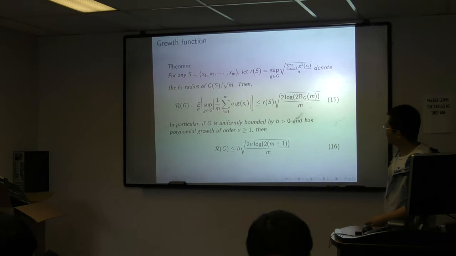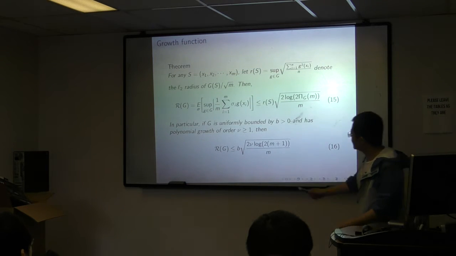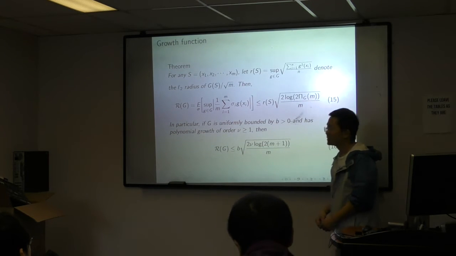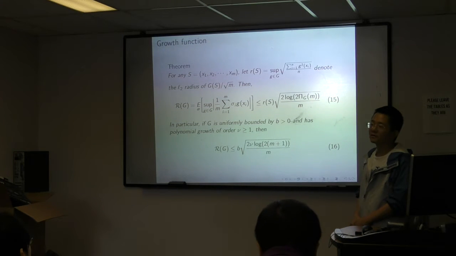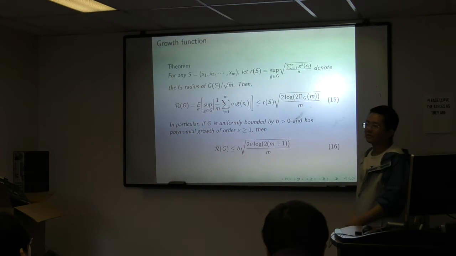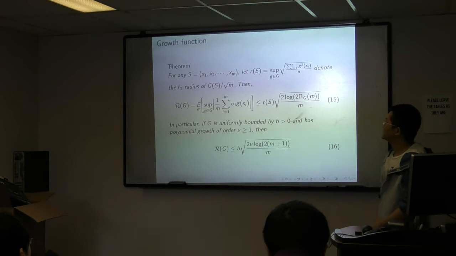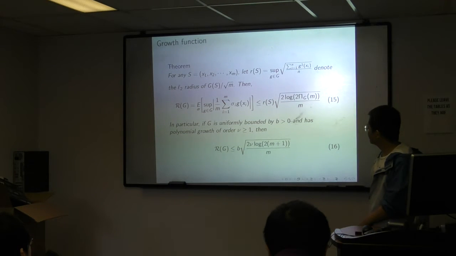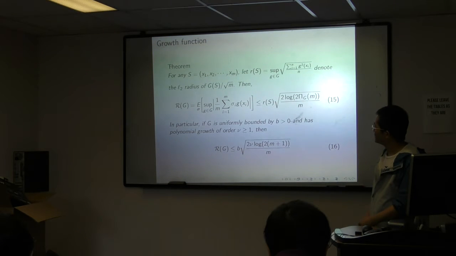This is very like our dimension D, and this is like log m divided by m, which is very like what we have in Lasso, maybe. I think this is pretty like that bound.